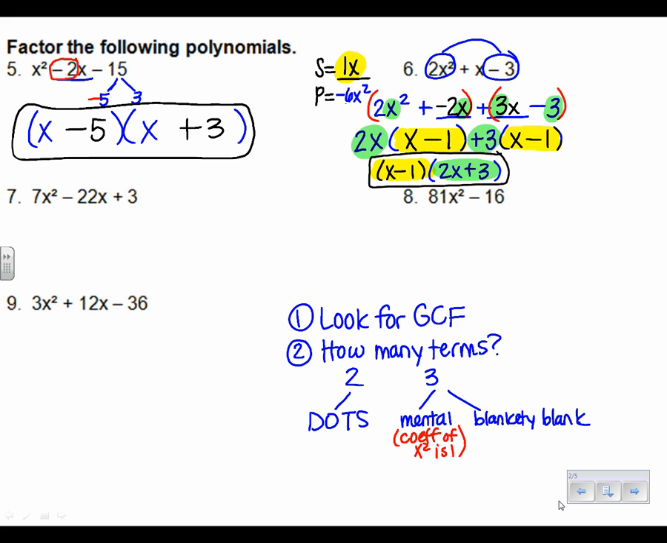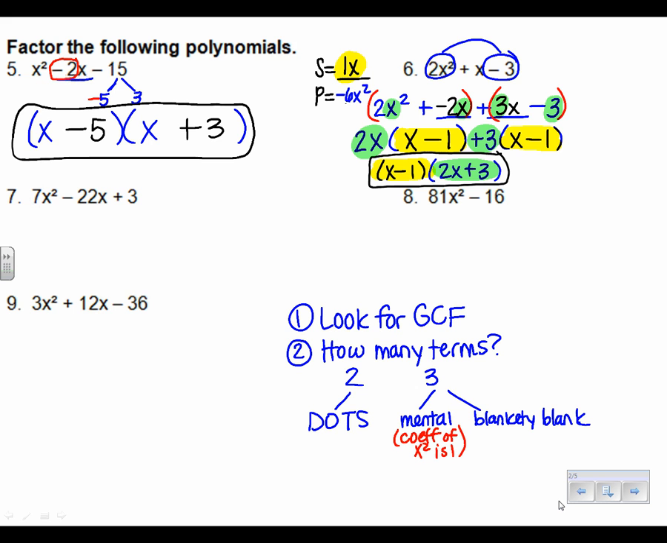Number 7. I look for a GCF. I see a 7, a 22, and a 3. Nothing's coming to mind. So I ask, how many terms are there? Well, I see 3 terms. So I ask, is it going to be a mental method or blank-blank method? The coefficient in front of the x squared is not a 1. So unfortunately, this is a blank-blank method.